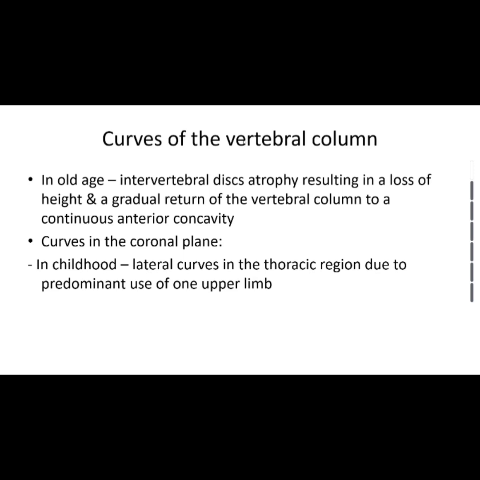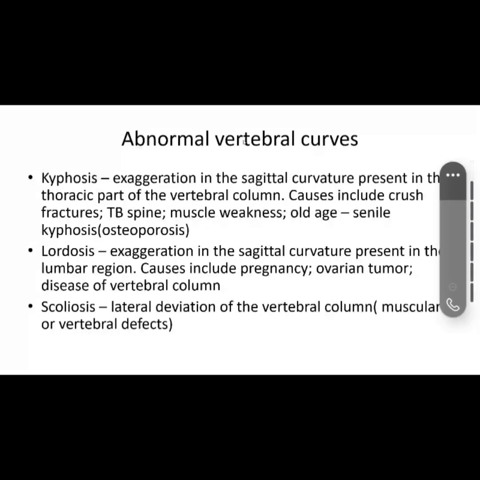So you can have abnormal vertebral curves, as we've already mentioned, where you can have kyphosis, mainly the curvature that is there in the thoracic region. Usually, when you talk about kyphosis, most of the time they use it to talk about exaggeration in the sagittal curvature present in the thoracic part of the vertebral column. Some of the causes can include crash fractures. TB spine, that is tuberculosis of the spine, can cause collapse of the spine towards one side, and so you end up having lateral deviation.